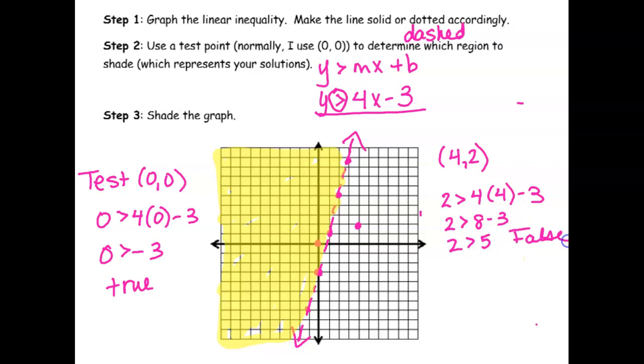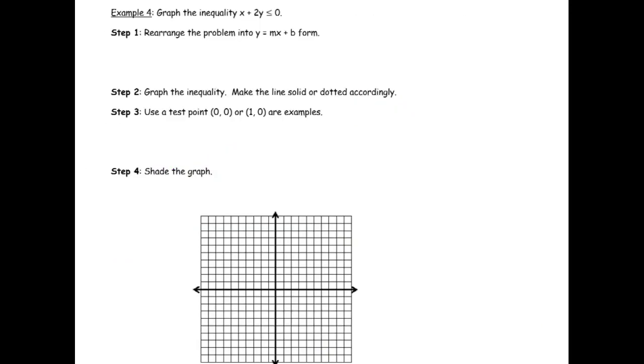Okay, so if you notice, it's in the false region. And that would be true for any of the infinite points that are on that right side. So this is the graph of the inequality y is greater than 4x minus 3. All right, so example number 4 says to graph the inequality x plus 2y is less than or equal to 0.